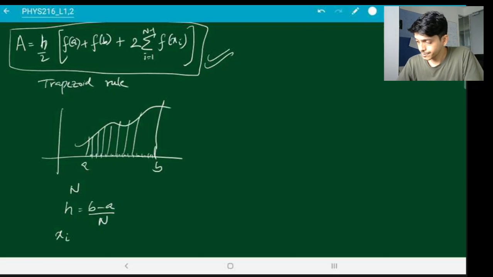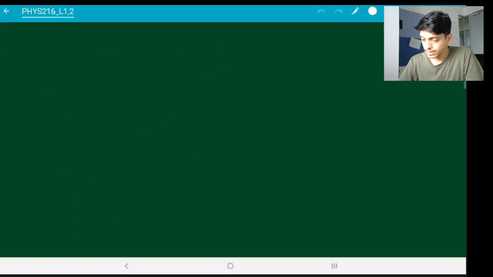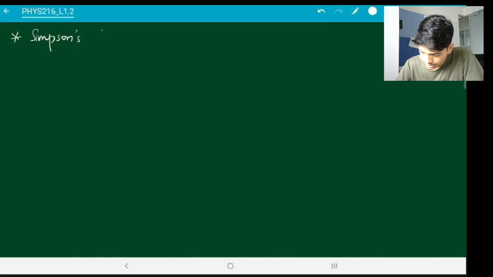So that was about the trapezoid rule. Let's look at the next algorithm for doing numerical integration, and this is called Simpson's one-third rule.